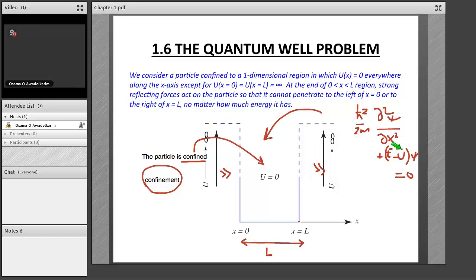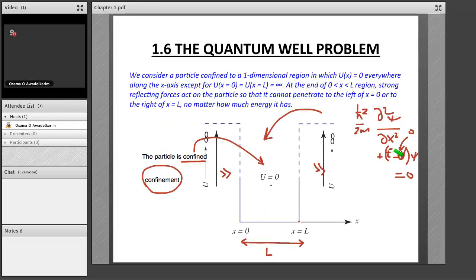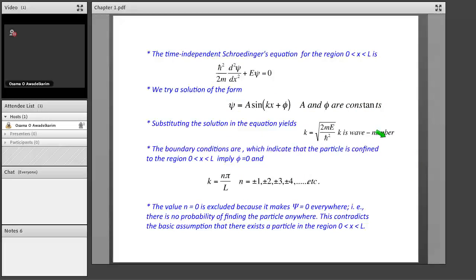Now we can apply this Schrödinger equation to this region, so our U would be equal to zero. Okay? So let's see what happens. This is my Schrödinger equation, and because U is equal to zero, I don't have U, so it becomes E times psi directly. And because I'm only talking about one dimension, the x dimension, this partial differential equation becomes a total differential equation. So this is my Schrödinger equation inside the region of width L, where the potential is zero.